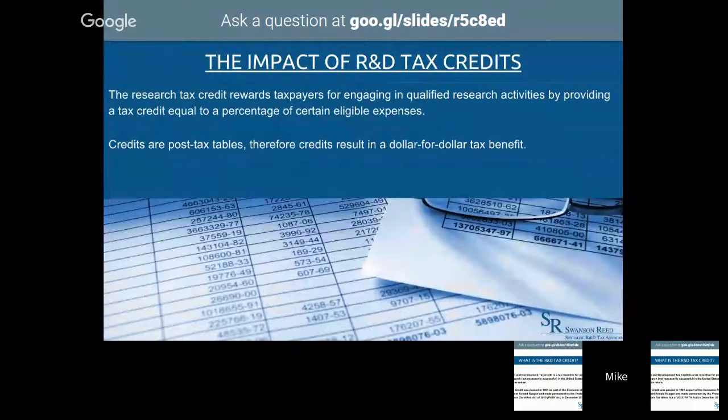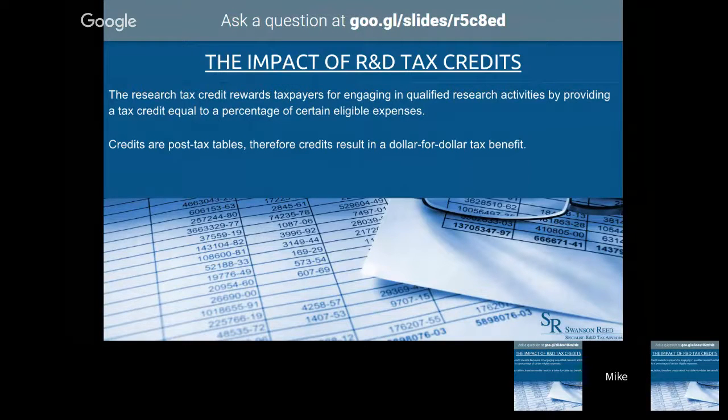Okay, the impact of R&D tax credits, it is significant. If you're familiar with the difference between a deduction and a credit, you know that a credit is worth far more than a deduction. Deductions are pre-tax tables. Say you've got the same amount of expense, say $10,000 in deductions, but when you go into the tax tables and come out the other end, you'll realize about a 15% positive impact to your bottom line, as opposed to a credit.